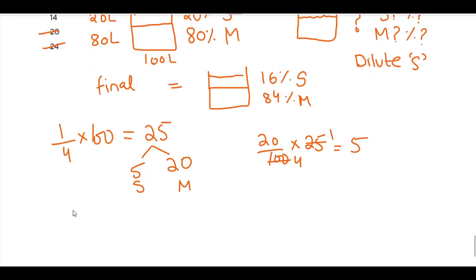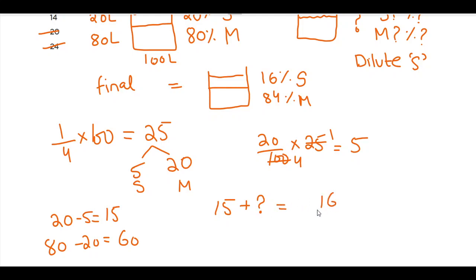So if I'm interested in getting the leftover, 20 minus the 5 is basically 15. And what's the 80 minus the 20? I'm left with 60. So now the question is, 15 plus what fraction is going to give me 16? And on the bottom, 60, what do I add over here, which will give me eventually 84?